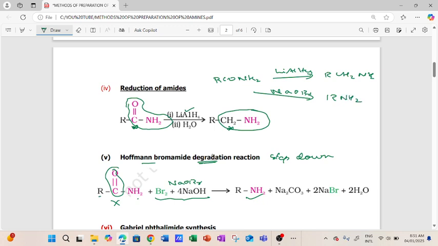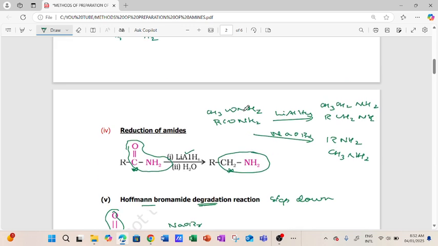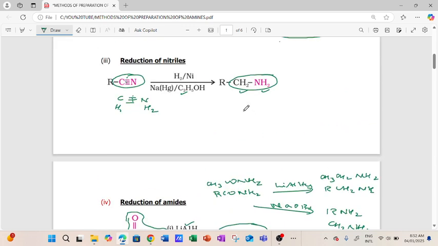For example, if you take CH3CONH2, ethanamide, having 2 carbons, you will get CH3CH2NH2, which is ethanamine, if the reduction is carried out by using lithium aluminum hydride. But you will get CH3NH2, which is methanamine, if you follow Hofmann bromamide degradation. So two different products from the same reactant, because the path of reaction is different.